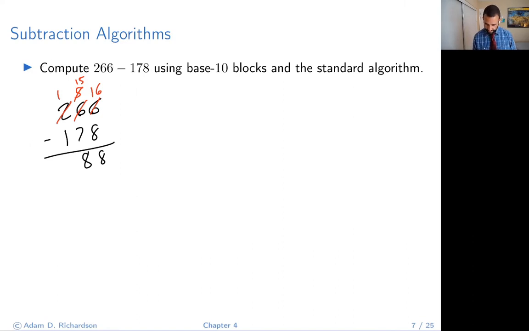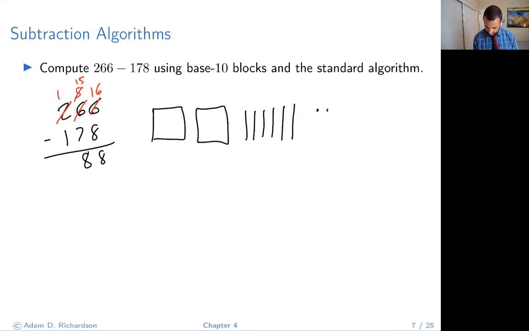Okay, now let's see. If we're doing subtraction, then I need to start with a number and take something away, right? I got to take something away. So I'm going to start with 266. All right, now the standard subtraction algorithm says that I don't have enough ones to take away 8 ones, so I need to come over here and break apart one of these longs into 10 ones.